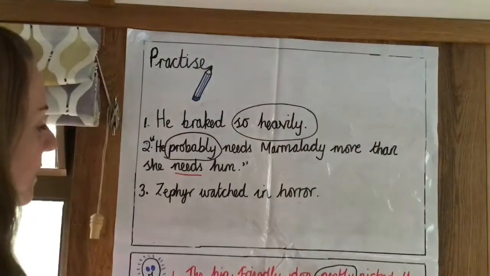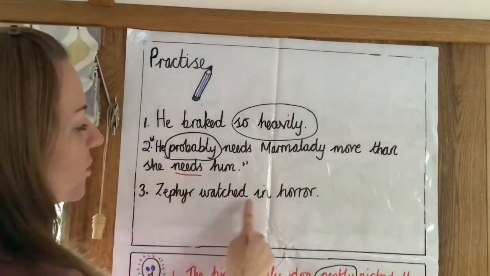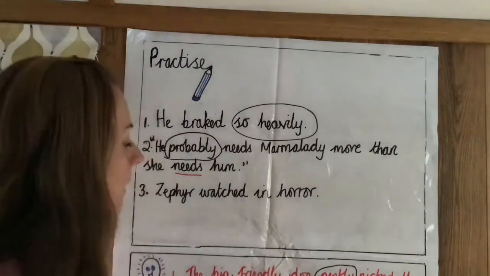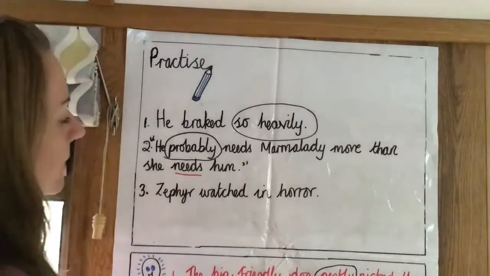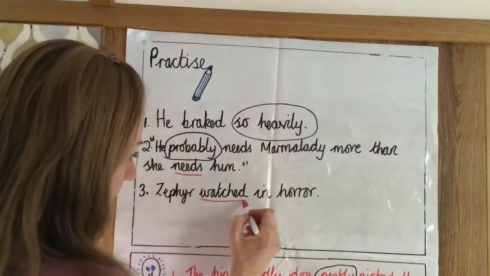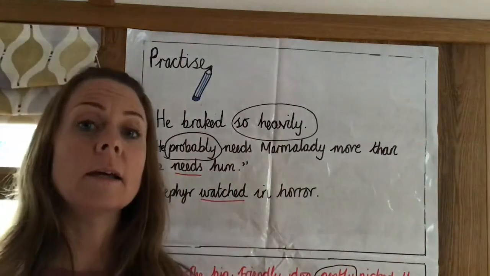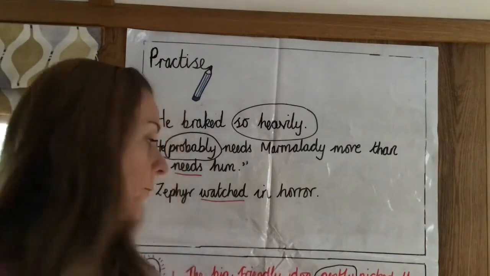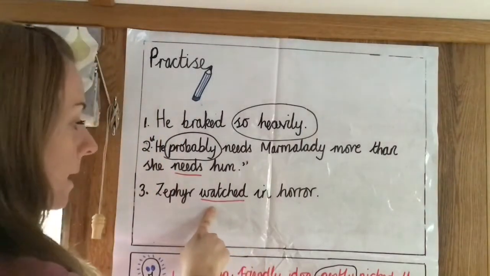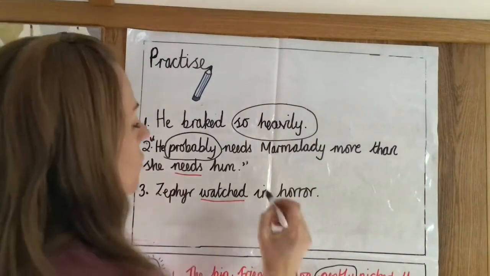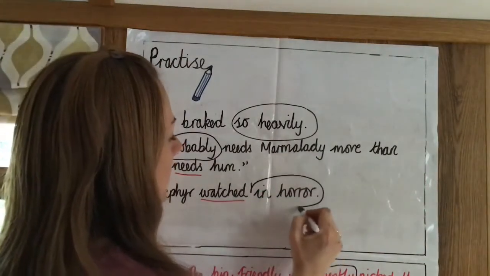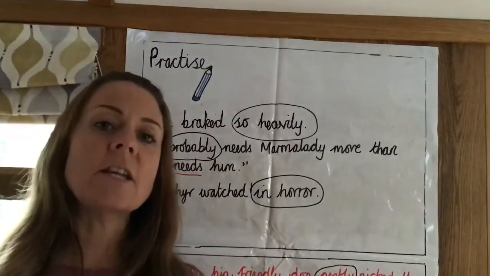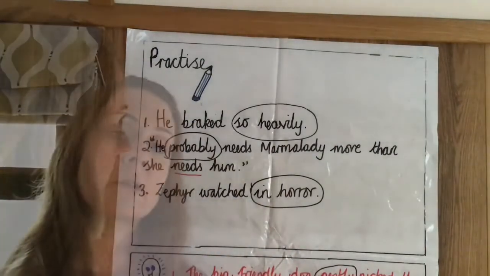Let's have a look. Zephyr watched in horror. There's no ly word there. Let's find the verb. Let's go back to our steps. Well, watched is our verb. And now we say, how? How did Zephyr watch? Is there more information about the verb and how it's being done? Yes, look. She watched in horror. So in horror is our adverb. It tells us how she watched.